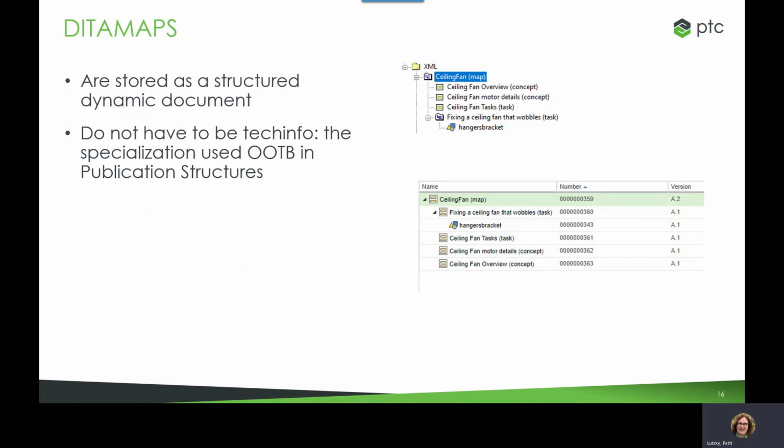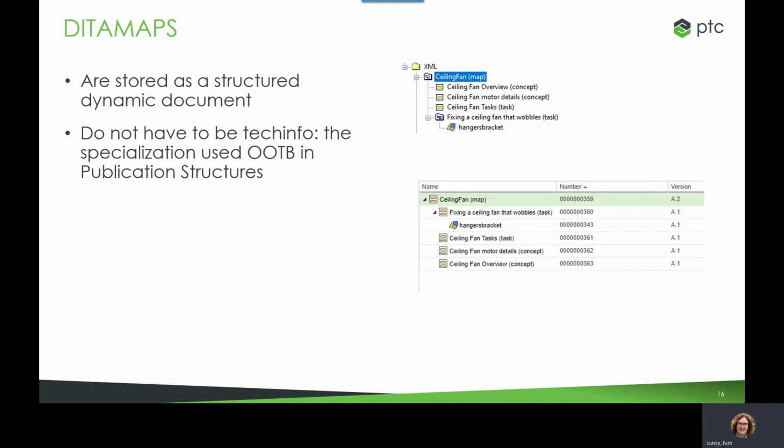Now, I have heard that there's been some confusion about the tech info. The tech info is a specific specialization that's used out of the box when you publish publication structures. And in particular, it is used when you're publishing parts lists. So if you've got a parts list in Windchill and you're publishing that through, it'll be transformed into tech info. I'm not going to go into the details of parts lists today, but there are also tech info specializations for different topic types that might be useful in a publication structure.